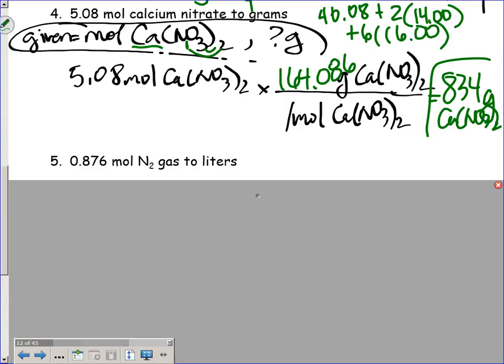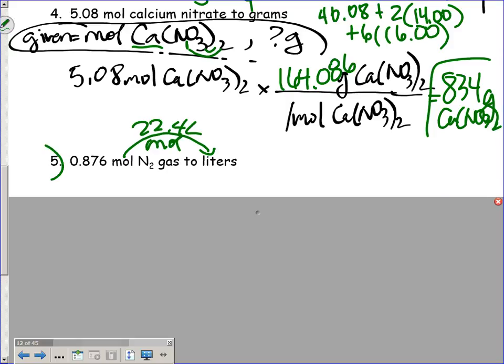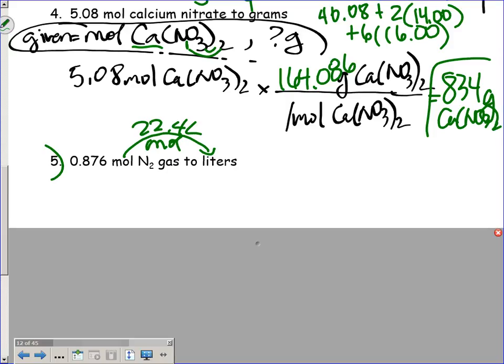How many steps would this one require? One step. Why? With liters, there's a direct conversion between moles and liters, and that's the 22.4 liters per mole, right? The question asks for the liters of that nitrogen, so that's a single conversion. That one's 1.96 liters of nitrogen.